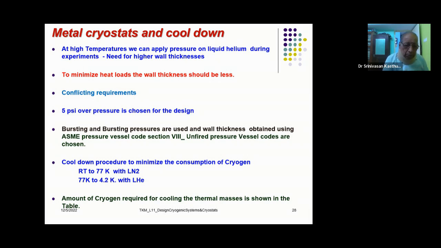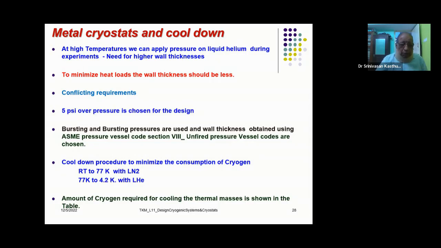Now the cool down procedure to minimize the consumption of the cryogen is like this. If you start at room temperature, suppose it is a helium cryostat system, you first cool down to 77 K with liquid nitrogen. Then you remove all the liquid nitrogen, and then you go from 77 K to 4.2 K. So it is done in two steps.